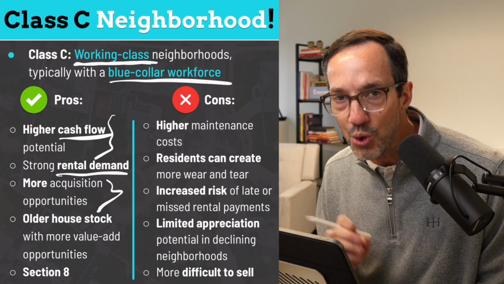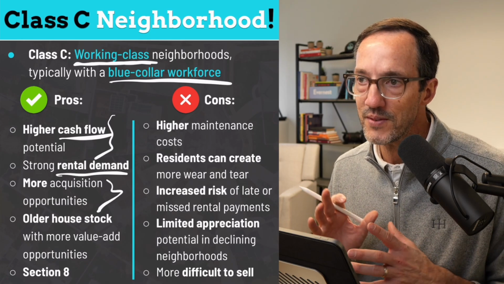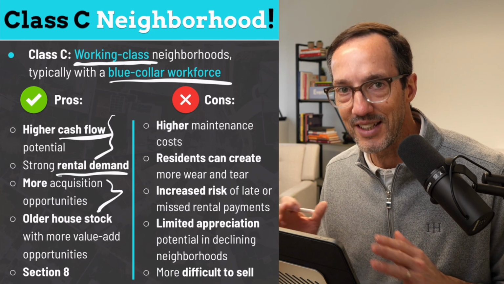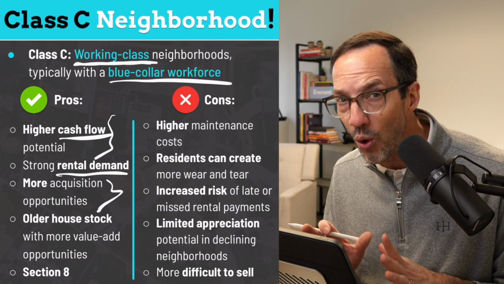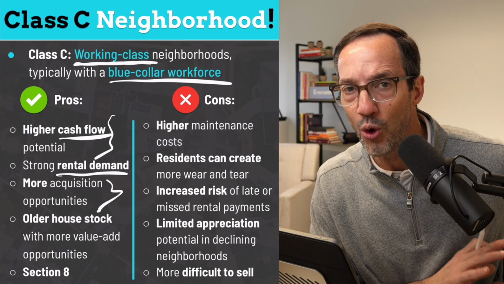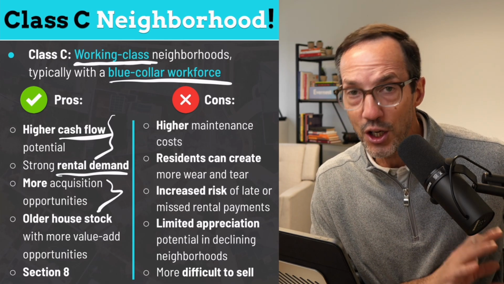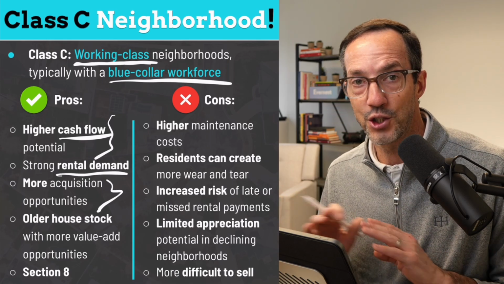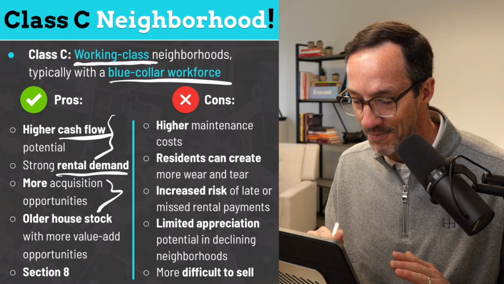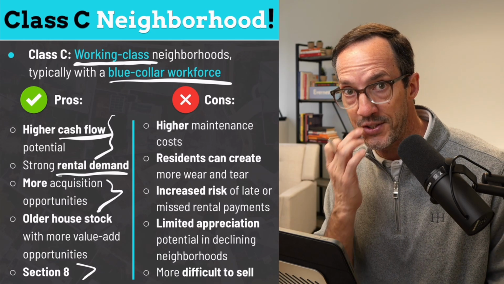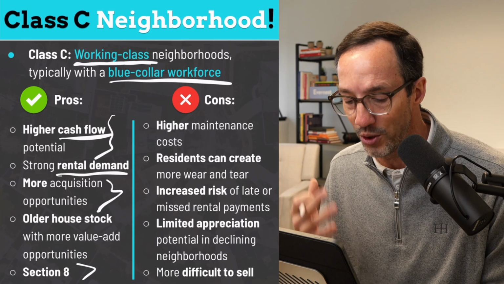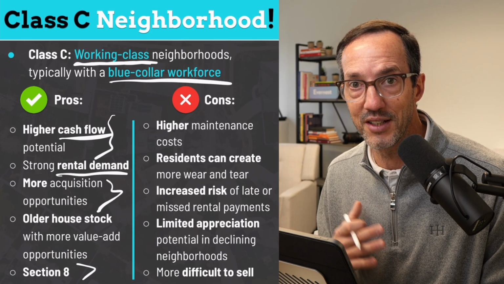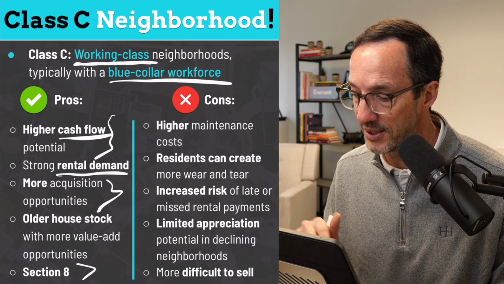Older house stock. I love properties that were built in the late 50s, 60s, and 70s in these areas. They're fantastic. I would avoid very old houses in Class C. I would avoid 100-year-old houses built in the 1920s and earlier. Avoid those. It's too much work. You don't want to do that. You can also rent to a good number of Section 8. If Section 8 is something you want to pursue, you can rent a lot of Section 8. Residents like to look for those types of properties.